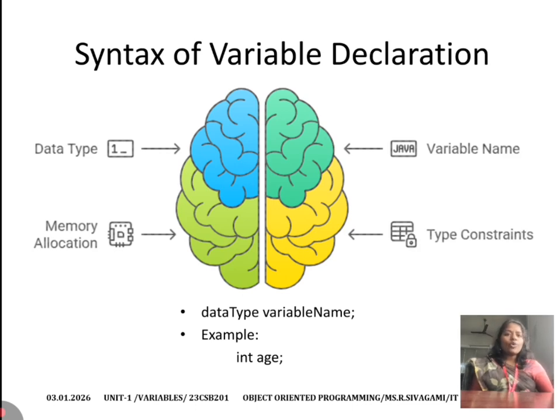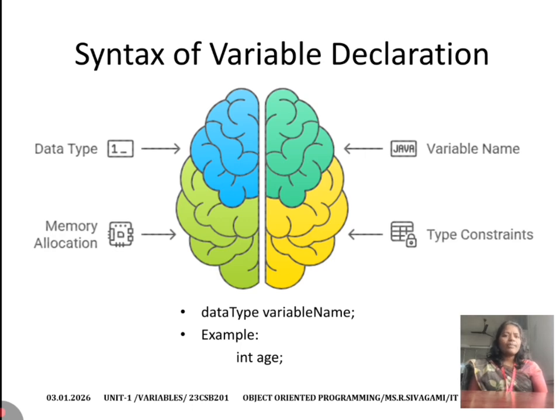The syntax of the declaration. The syntax of a variable declaration is first the data type and then the variable name. Before we use this variable, we should declare what type of data we are going to use in it. So we declare the type of the variable.